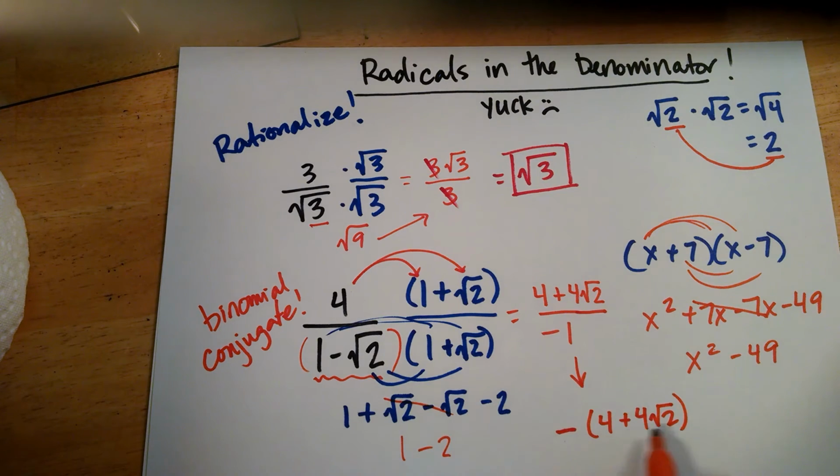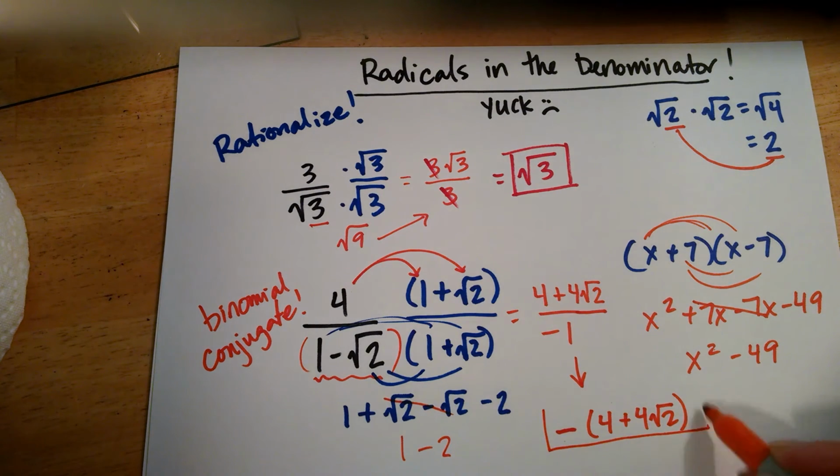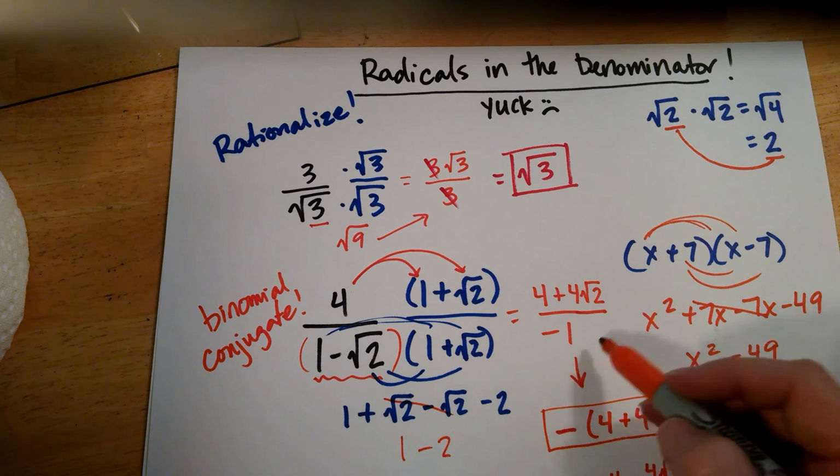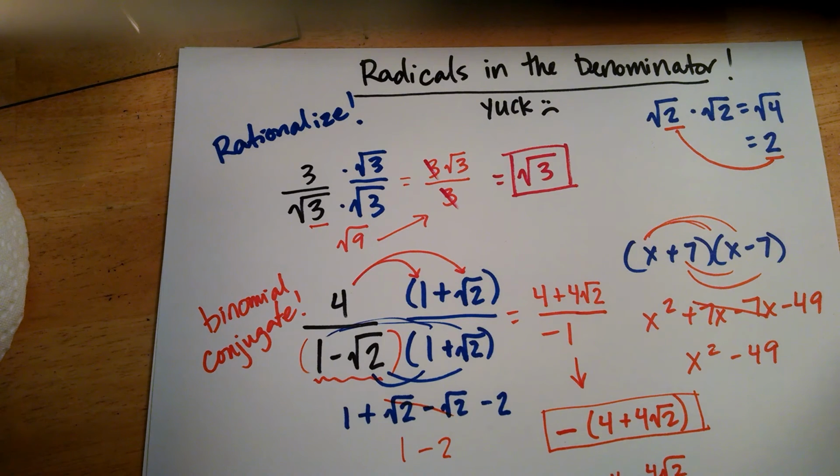Now we cannot combine these terms here because one has a radical, one does not. So if I put that negative on the outside, oh yeah, that's nice. You could also distribute it through, so negative 4 minus 4 square root of 2 is also acceptable, and I think this would be acceptable as well, but we want to simplify things as much as we can. So either this or this would be correct. Okay, so there we go. We got rid of the radicals in the denominator. Hooray!